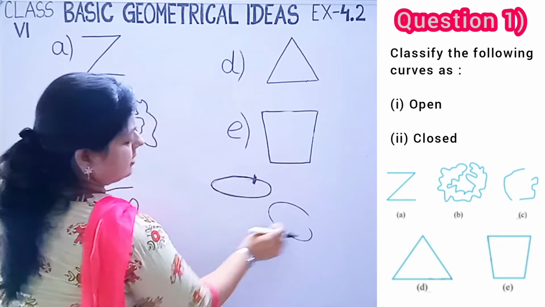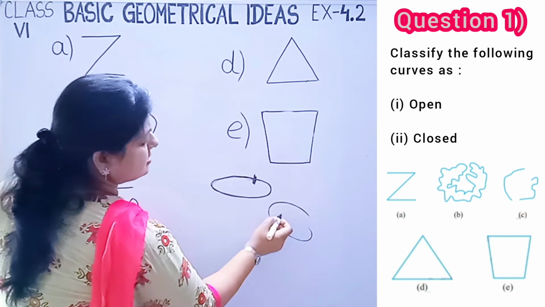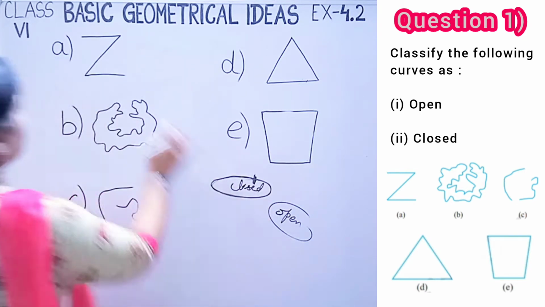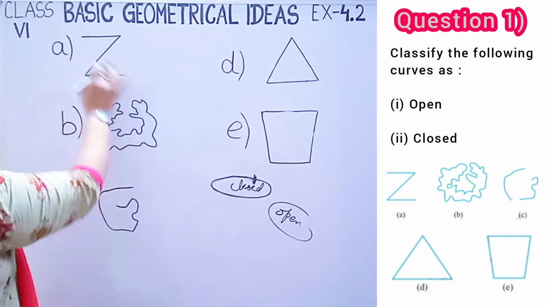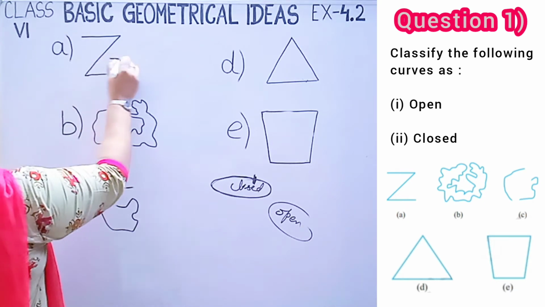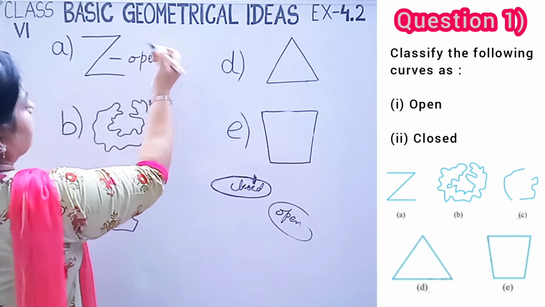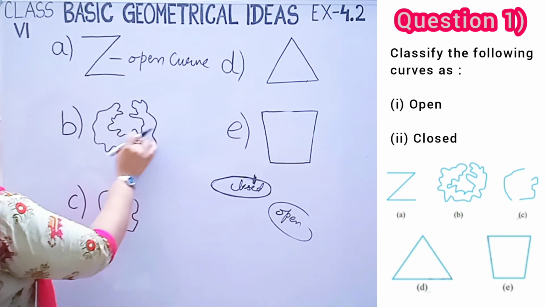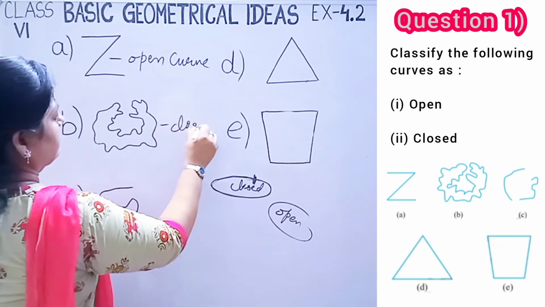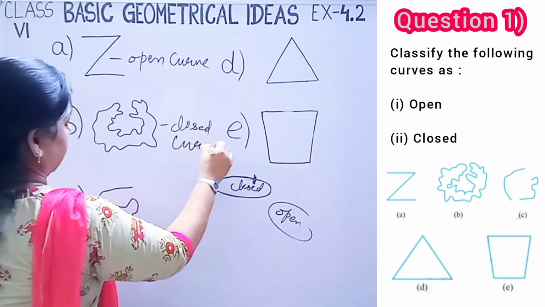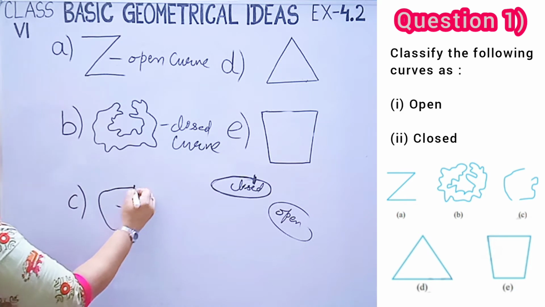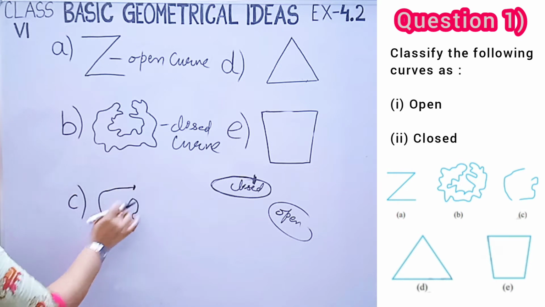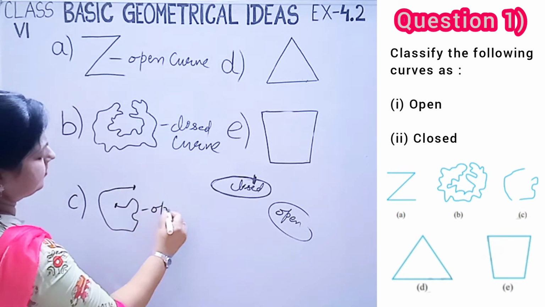Suppose there is a break in the boundary, it means this is an open figure and this is a closed figure. Now, in the first part, starting and ending points are not meeting at one place. Open figure or open curve. Here, covering some area, closed figure. This one has a break in the boundary. Starting point, ending point, they are not meeting at one place. Open curve.